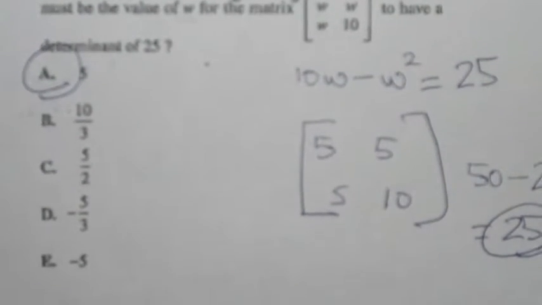So the rest of the answers, you know what? I don't really care about them. On the actual ACT, it might be nice to check them, make sure you didn't mess up somewhere. But that's my answer. Determinant is 25, so it's going to be choice A.